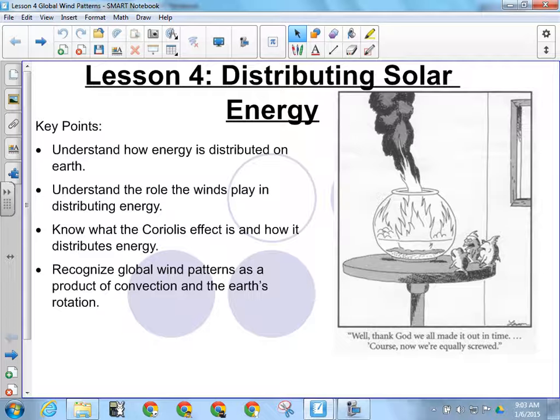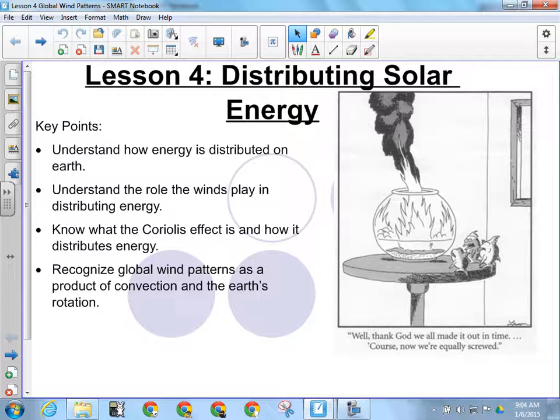We need to understand the role that winds play in distributing that energy, because obviously the second law of thermodynamics is still in effect with a big system like the Earth. And if there's more energy hitting the equator, it has to move away from the equator, obeying the second law of thermodynamics. Heat flows from hot to cold.